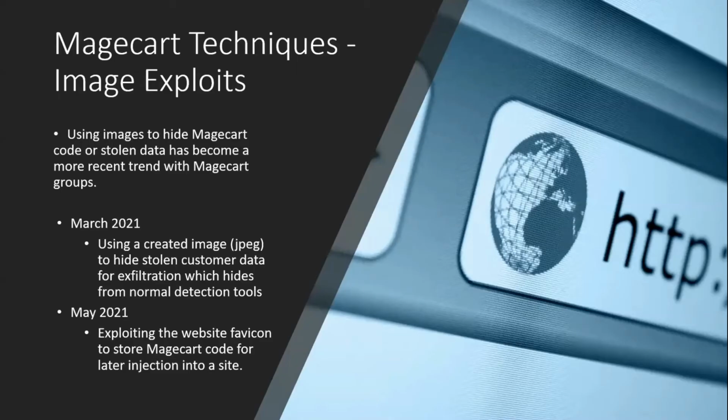And the final technique we'll talk about, the most recent one, happened in March and in May of 2021. Using images to hide Magecart code or stolen data has become a more recent trend, a more advanced technique. In March of 2021, using a created image to hide stolen data, a group was able to exfiltrate data, hiding from normal detection tools. And in May, again, we go back to that favicon. A favicon was exploited to store Magecart code for later injection into the website.